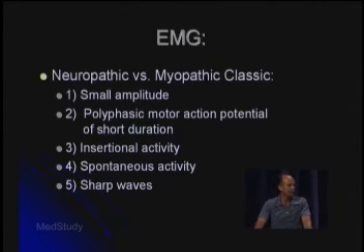If you want to do an EMG, and most of the time there's not a good indication because most of the time you're going to biopsy your patient, but if they give you an EMG as part of your question, you want to remember these. They may tell you that the waves are small amplitude, much like your EEG right now, that there's polyphasic motor action potential of short duration, insertional activity, spontaneous activity, sharp waves. These are all terms that your electromyographer is going to use to describe an inflammatory myositis. So just remember them for the boards and never remember them again.